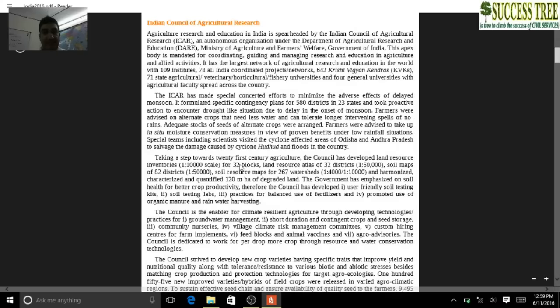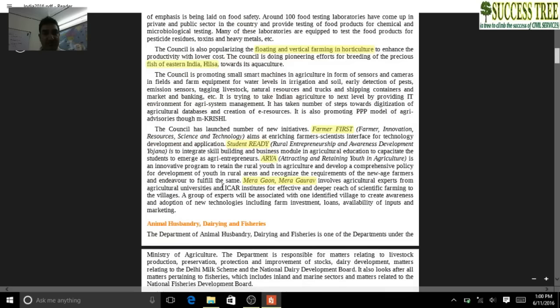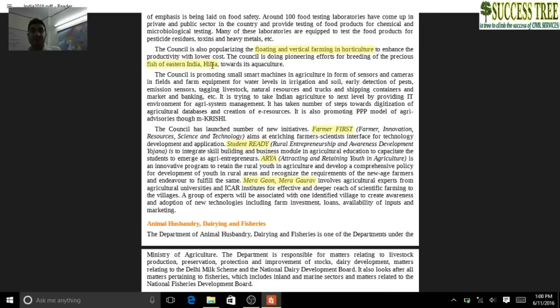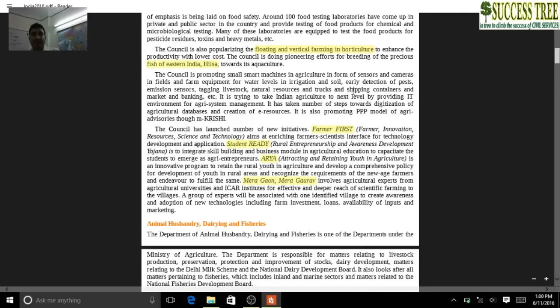Now come to, you see cyclone Hudhud. A question can come up: Hudhud cyclone, in the second paragraph last point, where Andhra and Odisha coast it came. Okay, now come to somewhat the last paragraph, the last third paragraph of this topic. The council is also popularizing floating and vertical farming in horticulture to enhance productivity with lower cost.